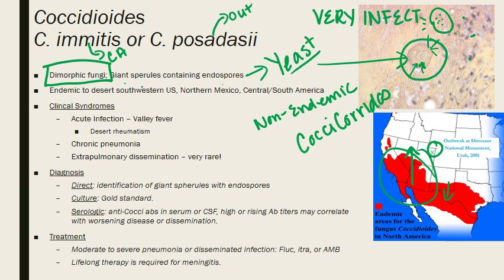The incubation period for this one is actually very short. It's only about 7 days or so. And I don't think I mentioned incubation periods for histo or blasto, but they're actually fairly longer. Histo is about 2 to 3 weeks, and blasto is 4 to 6 weeks. But with this one, 7 to 14 days, and patients will start showing symptoms.